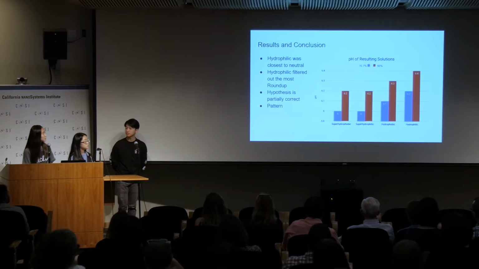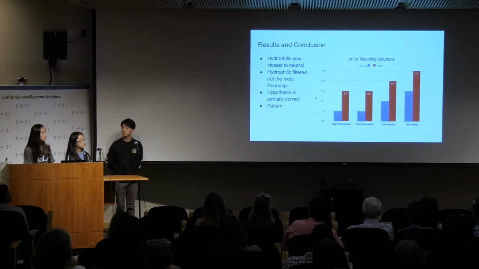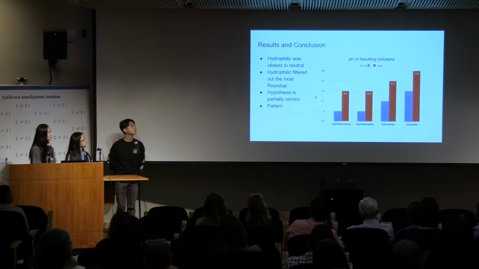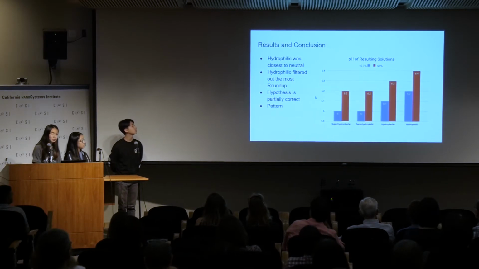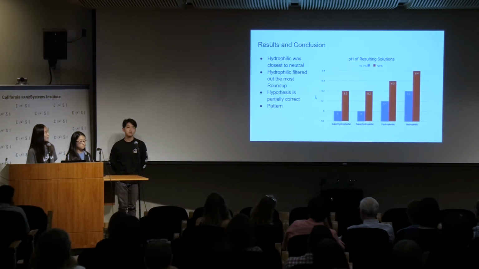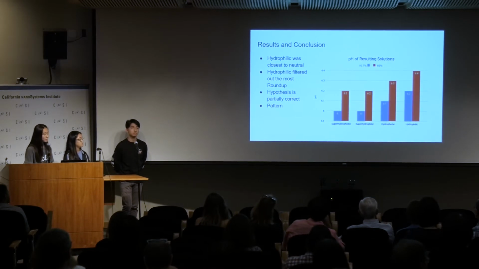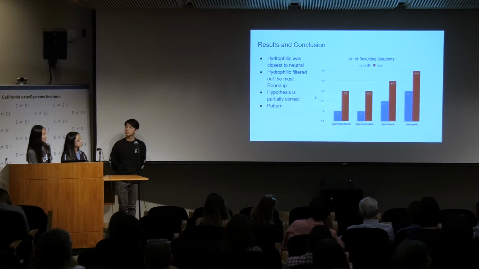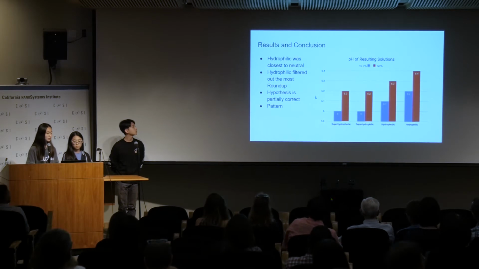So we came to a conclusion that the hydrophilic filter, the filtered solution for the hydrophilic filter was closest to neutral pH, which is 7. And it filtered out the most Roundup, which shows that our hypothesis was only partially correct because we hypothesized that the hydrophilic filter with nanoparticles would be the most efficient. And from this bar graph of the pH of resulting solutions, we can see that there's a pattern. So the hydrophilic was consistently the most efficient for both concentrations.